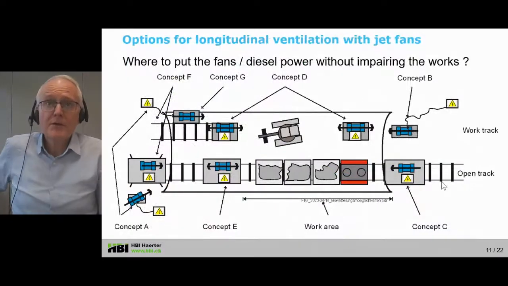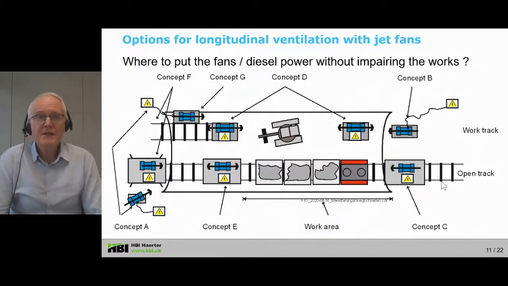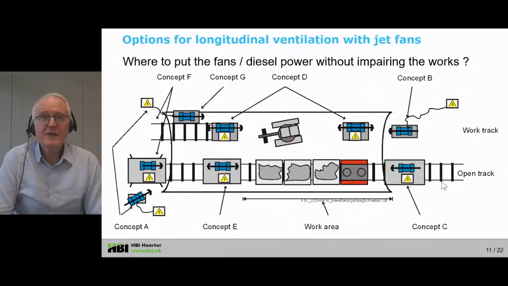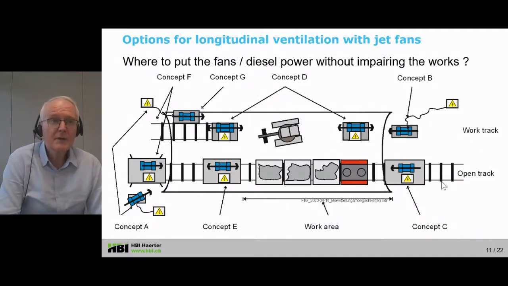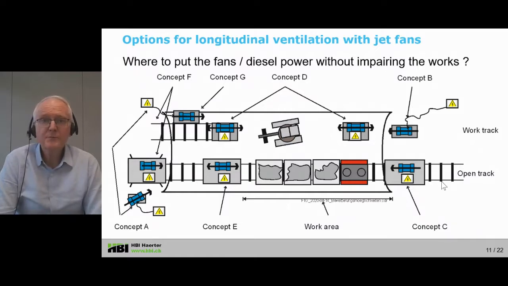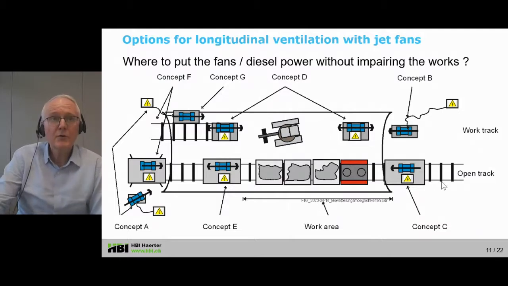Coming closer to the actual ventilation, we see here the various options where to put the fans and diesel power generators without impairing the works. These are principal options, so you can put them on the work track or on the open track to be provided for construction site or refurbishment site logistics. You can put them as well outside the portal or outside the tunnel. And all these examples are in principle possible, but only a few of them are really reasonable depending on the boundary conditions. And we will come to those now.